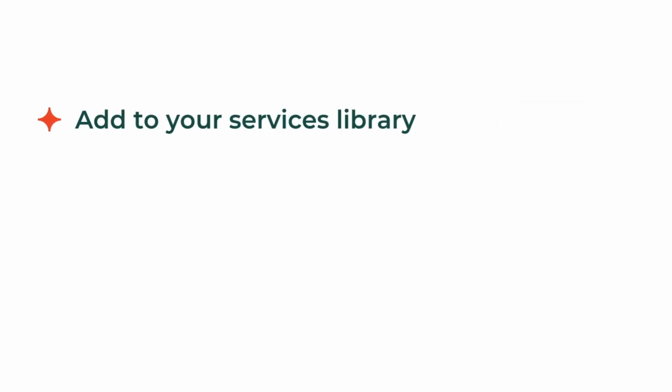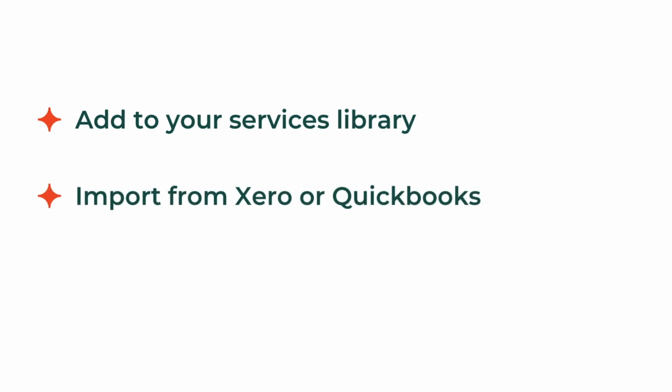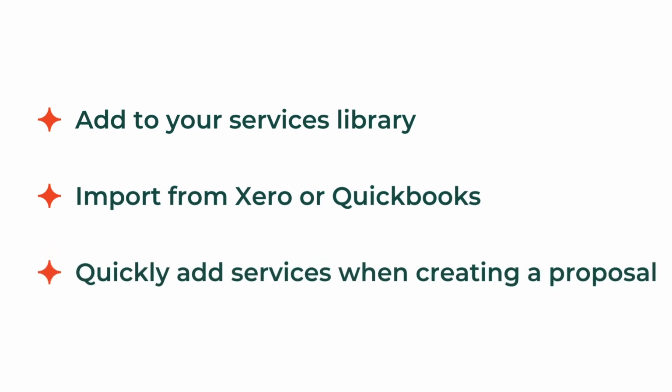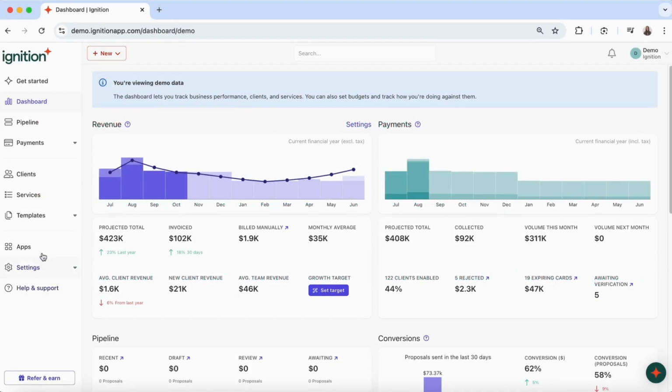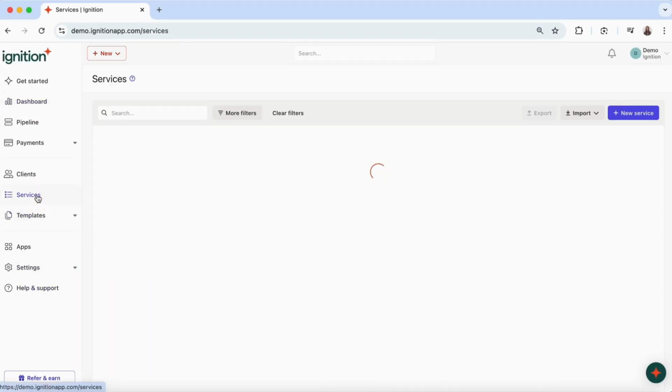In this video, we'll guide you through the process of adding services in the services library, walk you through the steps of importing services from your Xero or QuickBooks account, and show you how to add services on the fly when creating a proposal. Let's start in the service library, found on the left sidebar menu.